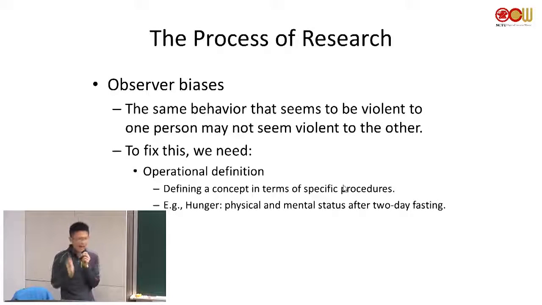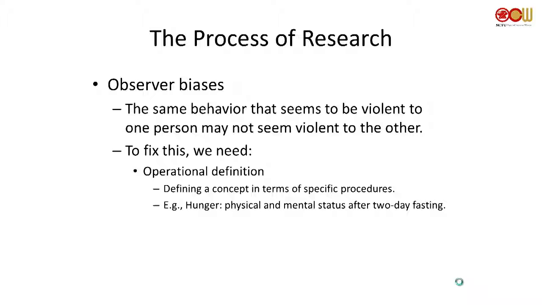Another thing is the same behavior. You might find it aggressive, but other people might find it not that aggressive. People have different tolerance of aggression. People have different criteria for aggression. This is called observer bias, because aggression, everyone knows what aggression is, but everyone has a different definition of aggression. So everyone has a different observer bias. And how could you fix this observer bias? In psychology, the method we use to fix this observer bias is to use operational definitions.